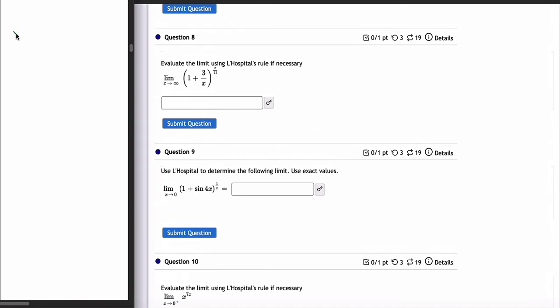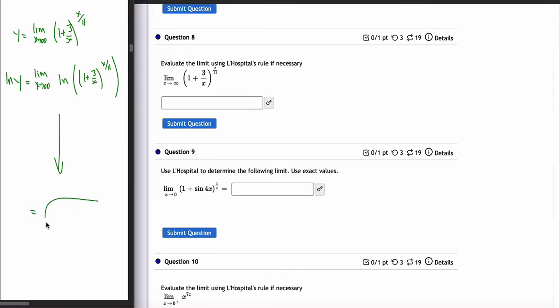So for the first one, start out by naming this thing y. That is the question that's asked. And then take the natural log of both sides. And as I mentioned in the videos, you can interchange limits and logs. And now maybe you can use some log rules to get rid of this exponent and rewrite this as multiplication. And then you can do a whole bunch more steps involving L'Hopital's rule to get an answer here.